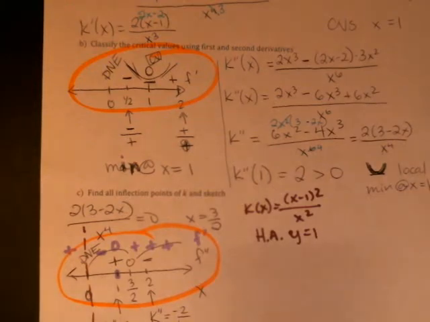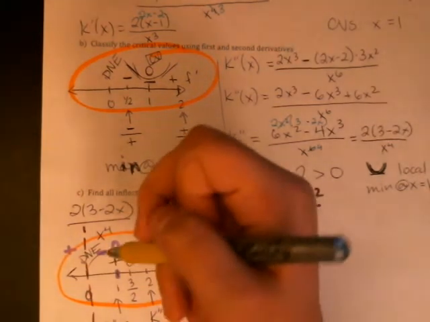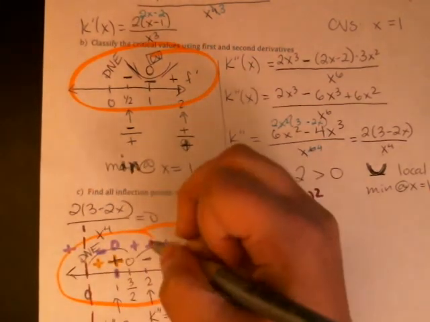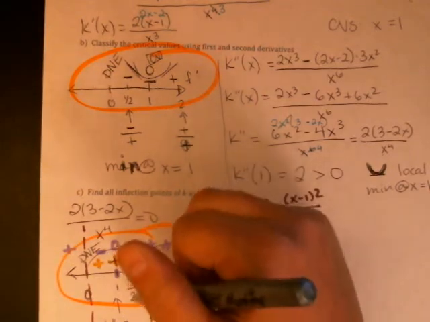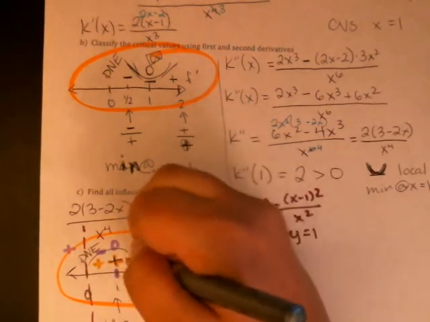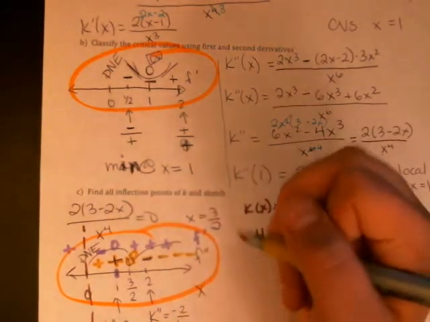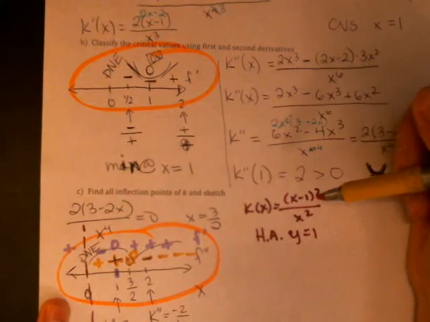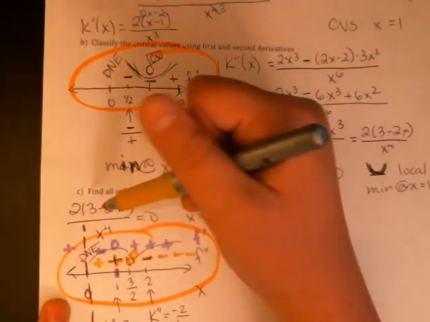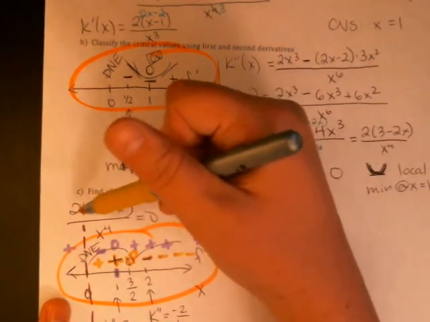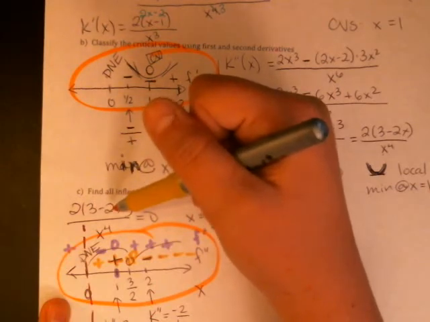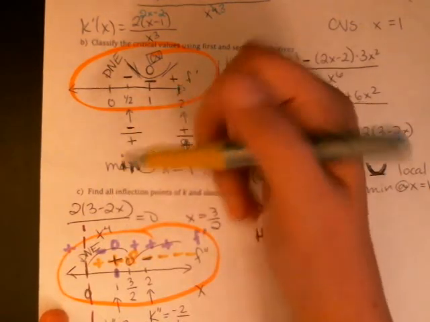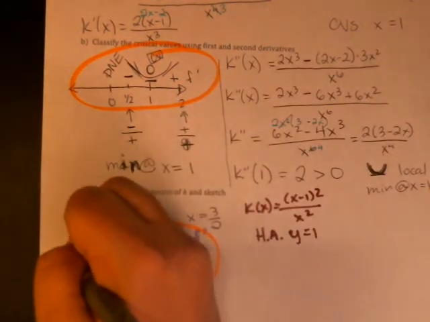And then the second derivative is positive everywhere between the asymptote and the inflection point at 3/2. So this is our IP, and then it's negative forever after. And same thing there, for sketching purposes, I'm going to plug in a negative number. So at negative 1, I get 2 times 5, so 10 over negative 1 to the 4th, which is positive. So it's concave up over here as well.